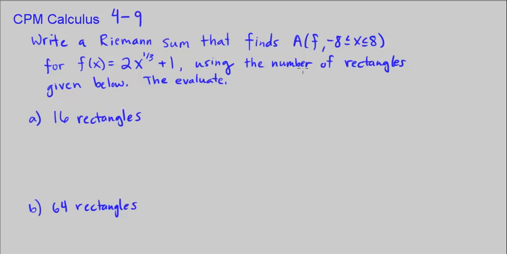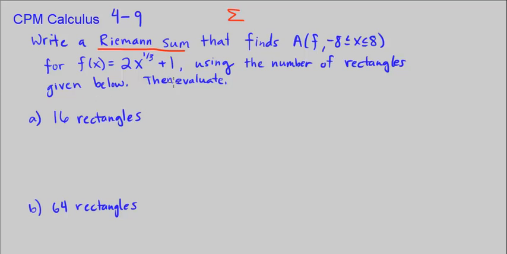This is CPM Calculus Chapter 4, Number 9. So here we're asked to write a Riemann sum using sigma notation that finds the area between our curve f and the x-axis between -8 and +8, for f of x defined to be 2x to the power of 1/3 plus 1, using the number of rectangles given below. Then evaluate.